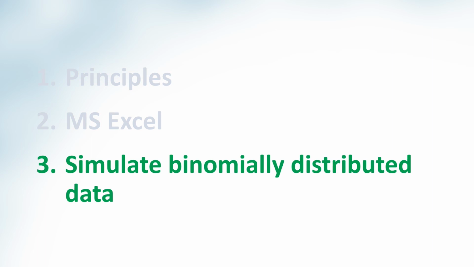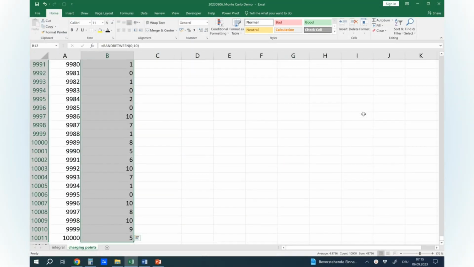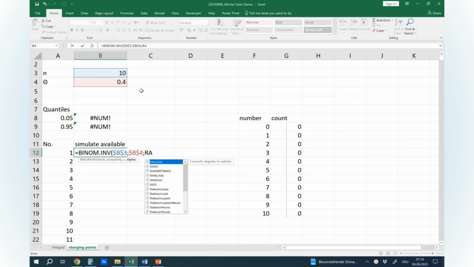First, I will show you the formulas that we need to stack up and explain what I did afterwards. I'll delete our previous simulation and start with the function binom_inf. The number of trials is 10 because we have a maximum of 10 charging points, and as probability we use 0.4 for this example. But instead of providing a fixed quantile, I let the quantile be generated randomly using rand.